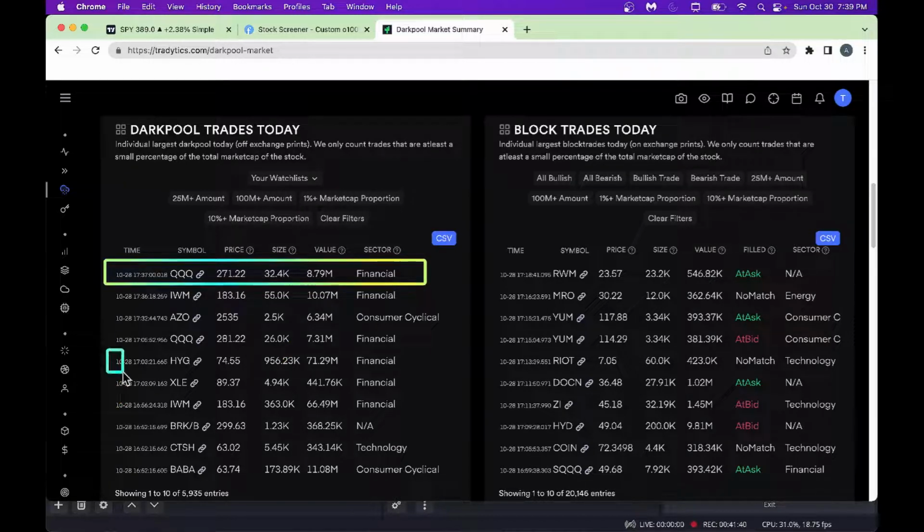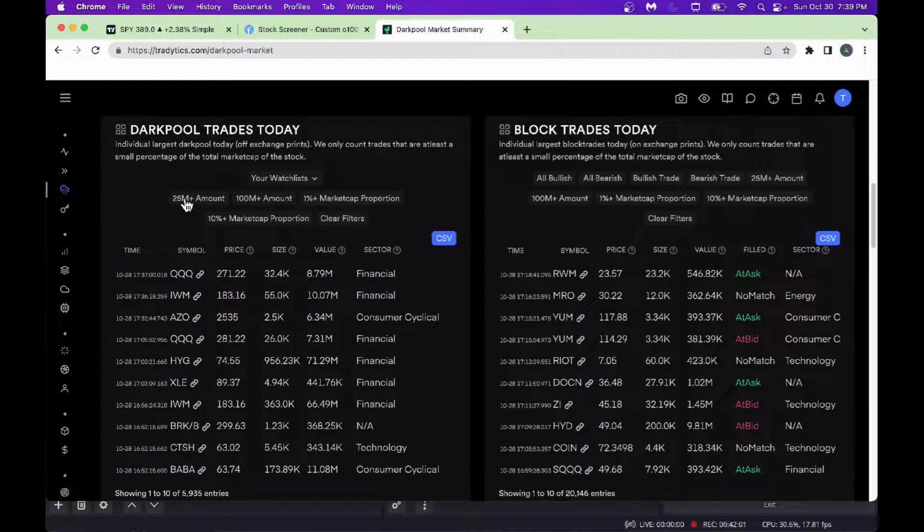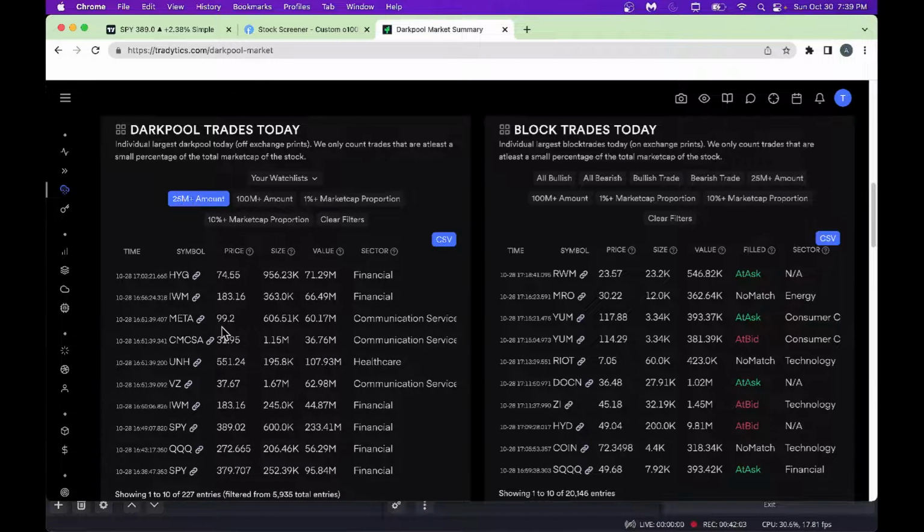For example, HYG, look at the 71.29 million here. And we got a few more here. Alibaba, look, there's a nice and high dark pool activity going on in Alibaba. When the stock is down big time, if you see a big dark pool, maybe there is a good chance it'll rebound. And you could also look at more than 24 million. Look, we got a few of them.